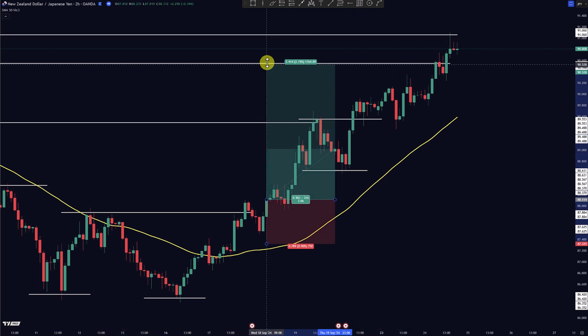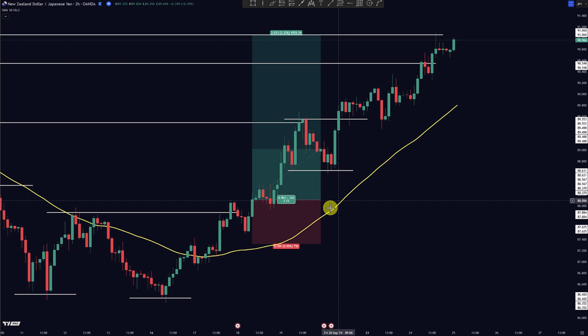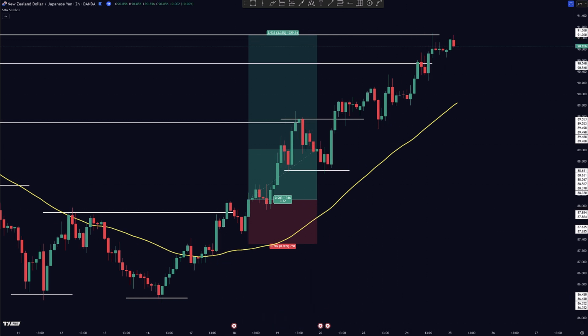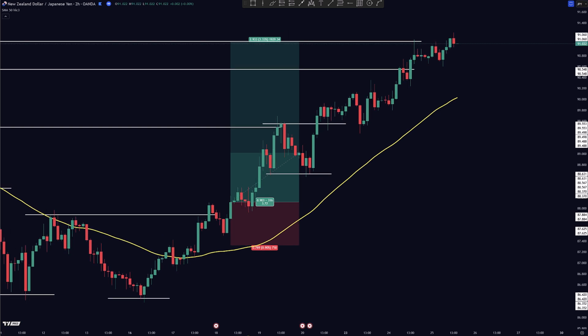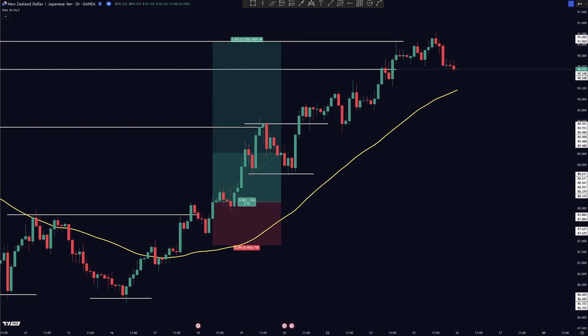So zone 2 would have been a 3R. This is a 3.7R. Really, really nice price movements here, always above the 20, always making higher lows and higher highs. Very, very good price action. We just follow the price action to see what's going on here.